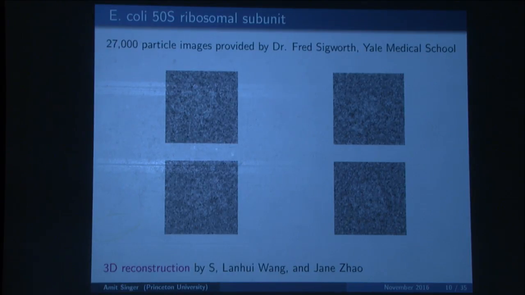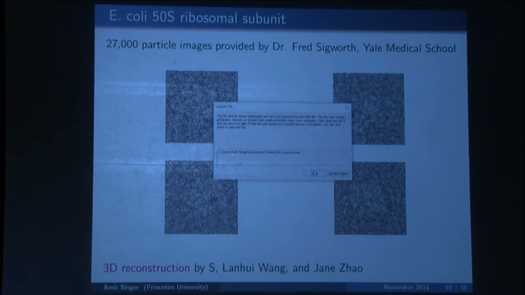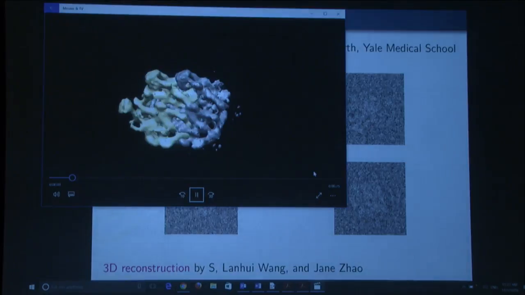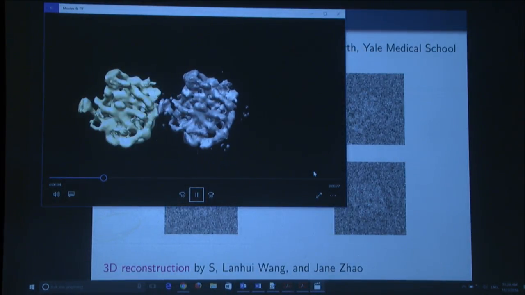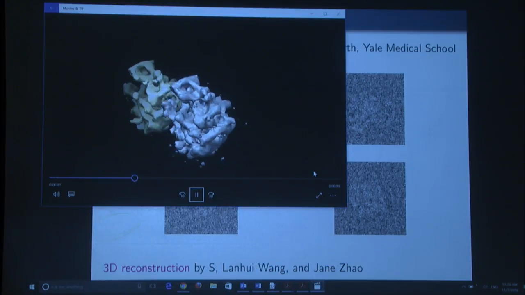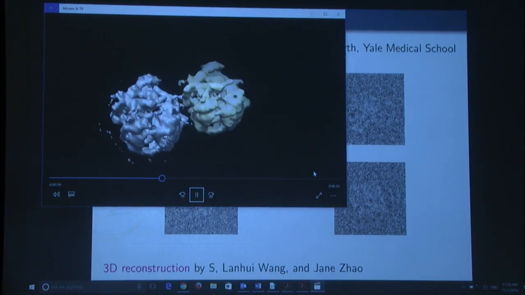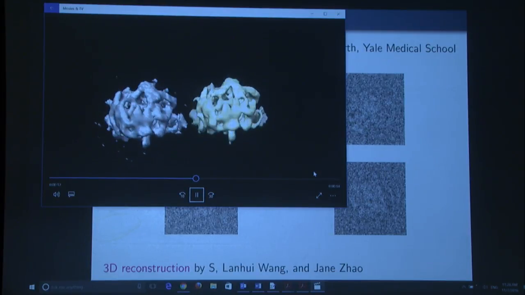And just to illustrate that we can actually get a reconstruction, what you see here is a sample of 4 images out of a much larger sample of 27,000 particle images from our collaborator Fred Sigworth from Yale Medical School. And this is a reconstruction that we did several years ago with two of my former students, Lan Hui and Jane. And you'll see it now. So in yellow, you see the ground truth, because that's actually the subunit of the ribosome. And there was a Nobel Prize for getting the structure of the ribosome. And in white, you see our reconstruction from the 27,000 images.